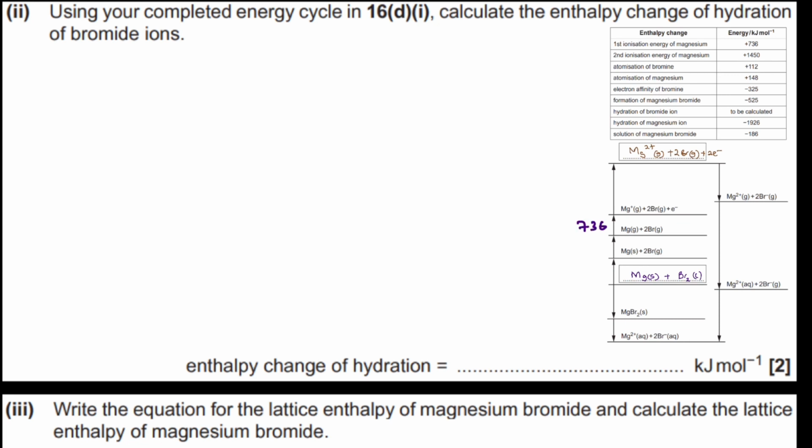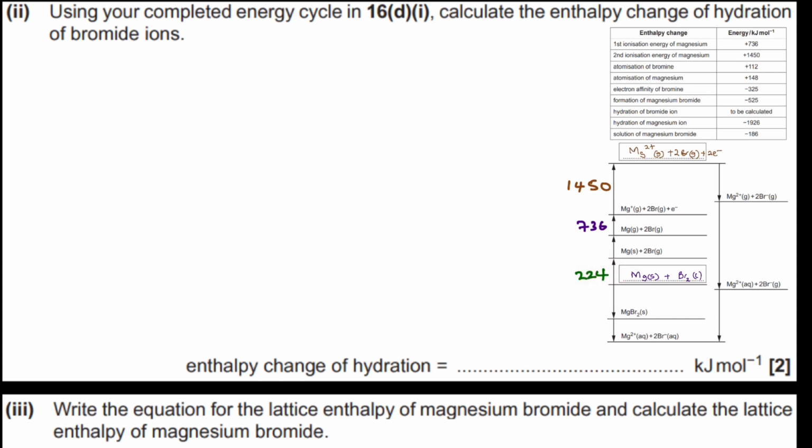That will be 736. And the second ionization of magnesium is going from the plus to the double plus, and that will be 1450. Then we have the atomization of bromine, and there's 2 of them, so you times it by 2. So this will be 224, because you've got bromine here, which is 112, and you're forming the 2 bromine gaseous, so 112 times 2, that's 224.